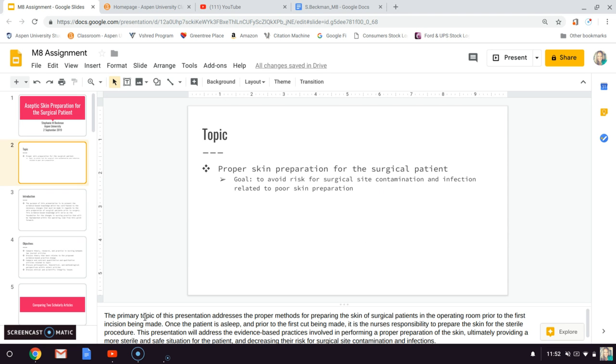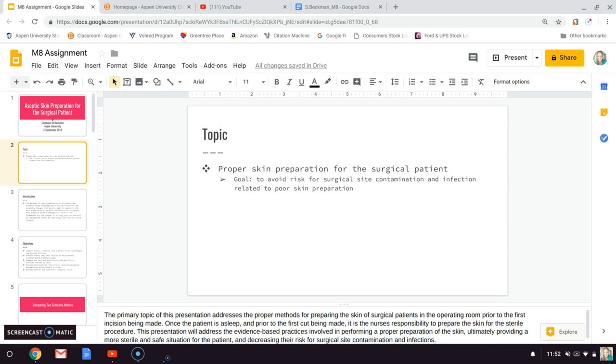The primary topic of this presentation addresses the proper methods for preparing the skin of surgical patients in the operating room prior to the first incision being made. Once the patient is asleep and prior to the first cut being made, it is the nurse's responsibility to prepare the skin for the sterile procedure.